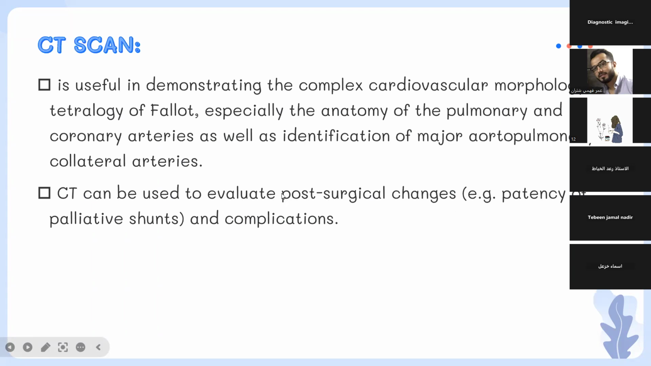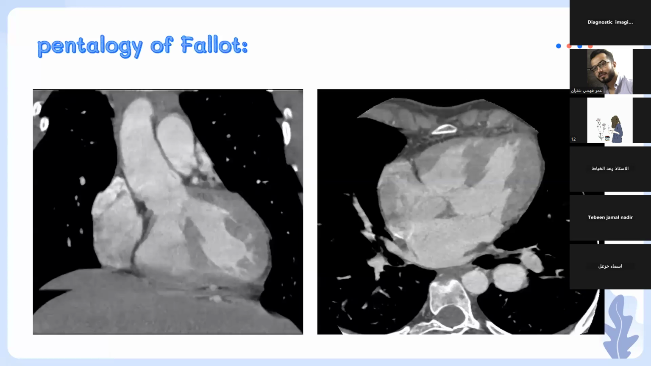CT scan is useful in demonstrating the complex cardiovascular morphology of tetralogy of Fallot, especially the anatomy of the pulmonary and coronary arteries, as well as identification of major aortopulmonary collateral arteries. CT can be used to evaluate post-surgical changes, for example, patency of palliative shunt and complications.